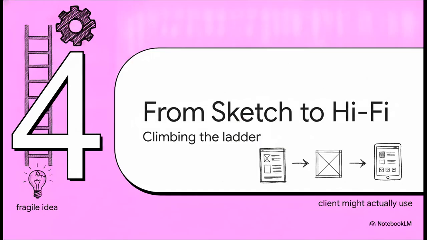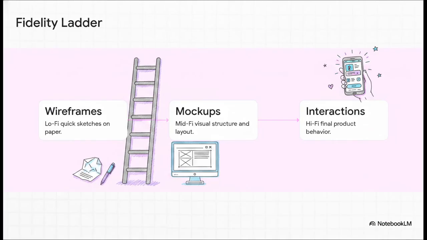Okay, let's jump into Section 4, from sketch to hi-fi. To build our prototype from a fragile idea to a robust system, we climb what we call a ladder of fidelity. We start with simple lo-fi wireframe sketches, flesh out mid-fi mockups, and finally engineer hi-fi interactions. Fidelity just means how close the prototype looks and feels to the actual final product.